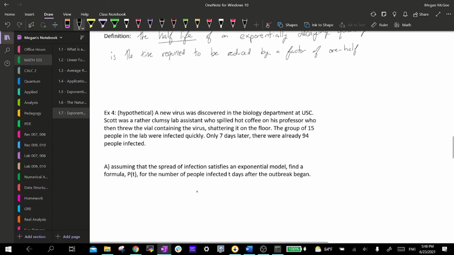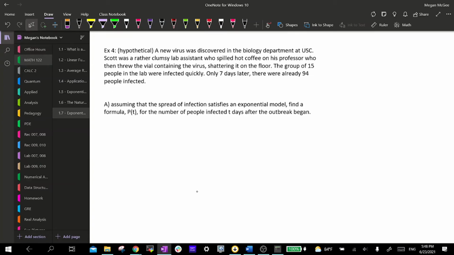Alright, so example 4. I put a little hypothetical situation in here, just so you know there's not actually a new virus discovered at USC that I'm aware of. Hypothetically, a new virus was discovered in the biology department at USC. Scott was a rather clumsy lab assistant who spilled hot coffee on his professor, who then threw the vial containing the virus, shattering it on the floor. So the group of 15 people in the lab were infected quickly, and only 7 days later there were already 94 people infected. I'm sure we've all heard a lot about how this works recently.